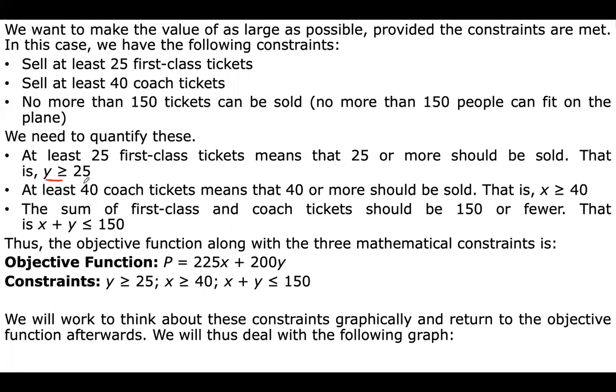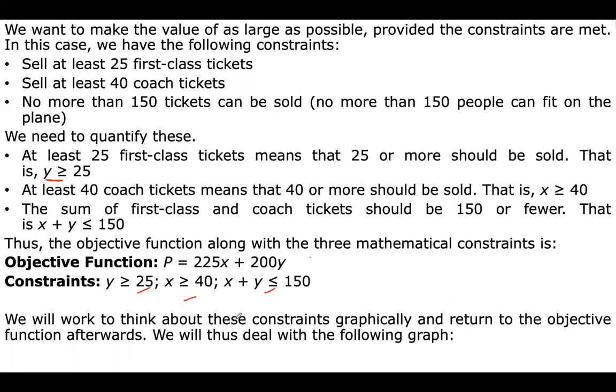The second constraint is to sell at least 40 coach tickets. So at least 40 coach tickets means 40 or more should be sold. That is, X should be greater than or equal to 40. Okay. And a third constraint is no more than 150 tickets can be sold. So the total of X and Y should be less than or equal to 150. So these become our constraint equations, all of these. And this is our objective function. And definitely X and Y need to be either 0 or positive. So that is why we'll be solving our sum in the first quadrant.